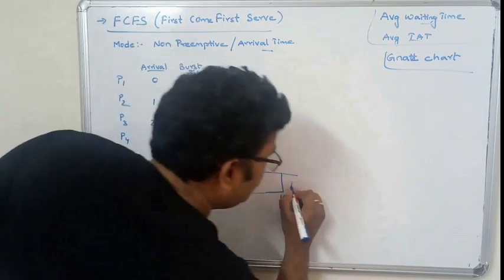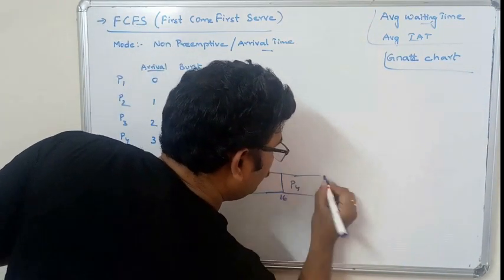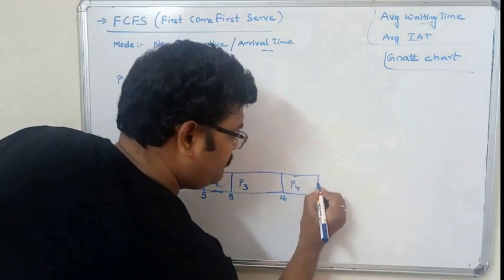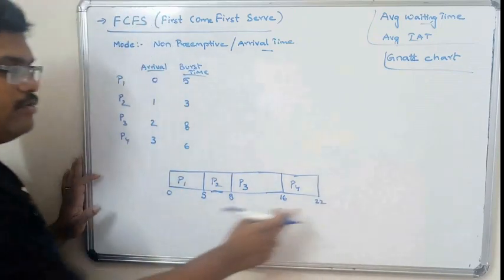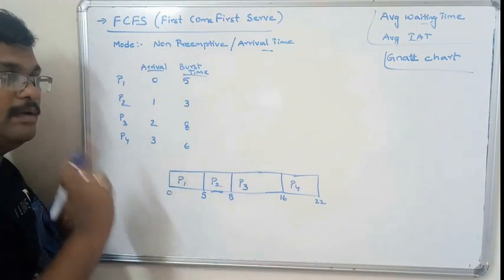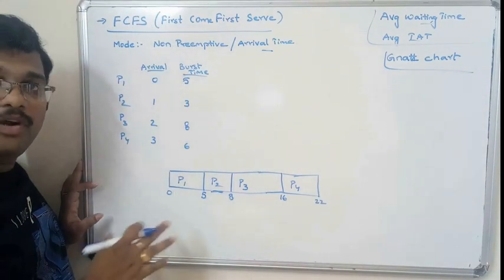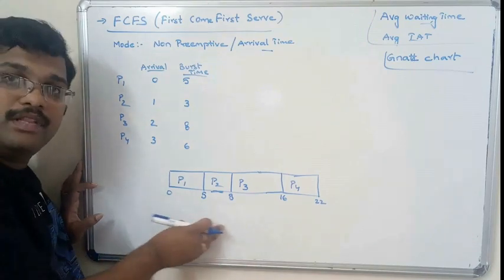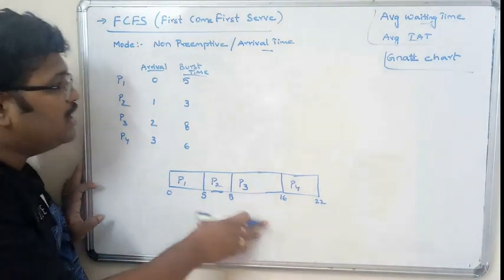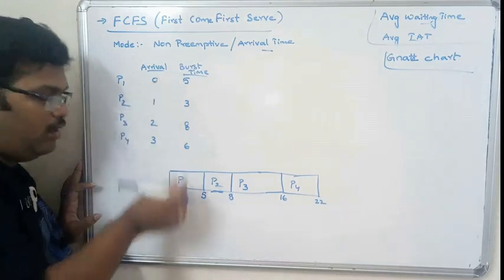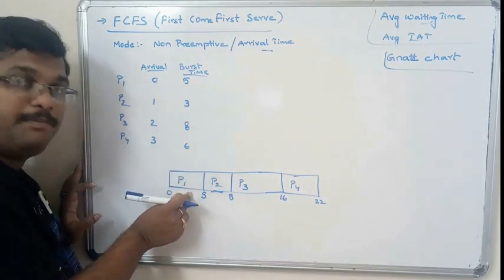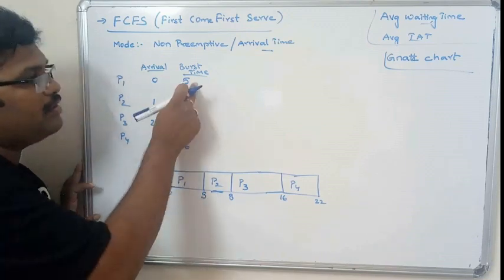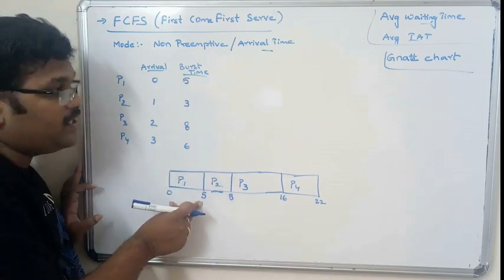Now P4 enters into the queue. It requires 22 milliseconds to complete P4. Hope you understood. So this is the queue. This is the CPU, allocation of the CPU. So first P1, arrival time 0. So at 0, P1 enters into the ready queue. So P1 is allocated to the CPU and the CPU executes till 5 milliseconds.